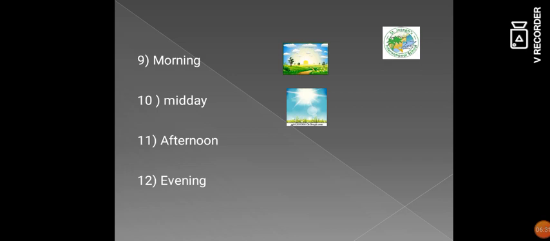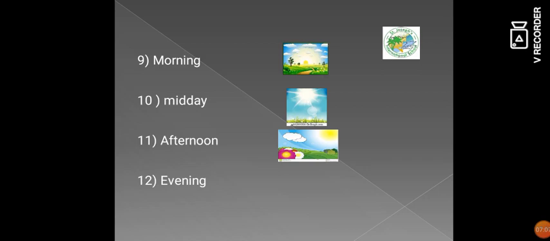Or 7 a.m. Okay? But midday, the middle of the day, when the sun is in the middle of the sky. This is about 12 p.m. What about afternoon? Afternoon, when the sun starts to move to the right. Again, when the sun starts to move, not ends, starts to move, and it will be about 2 or 3 p.m.